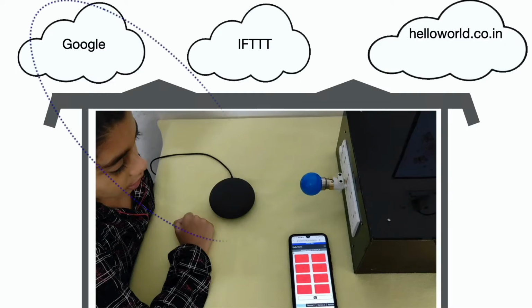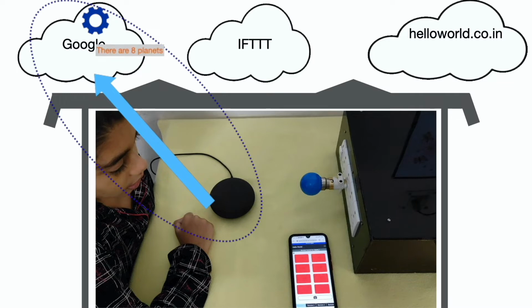Google Home device is connected to Google Cloud Services through Internet. Whatever you speak or ask is sent to Google Cloud, where the input is processed and suitable response is generated. The response is sent back to your device and spoken back to you. This is how most of you are using your Google Assistant.